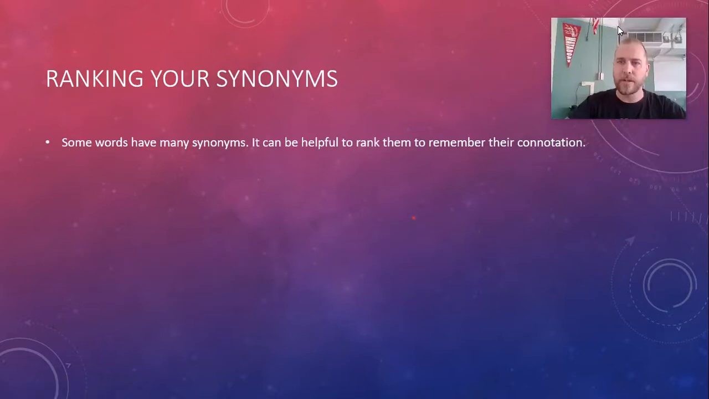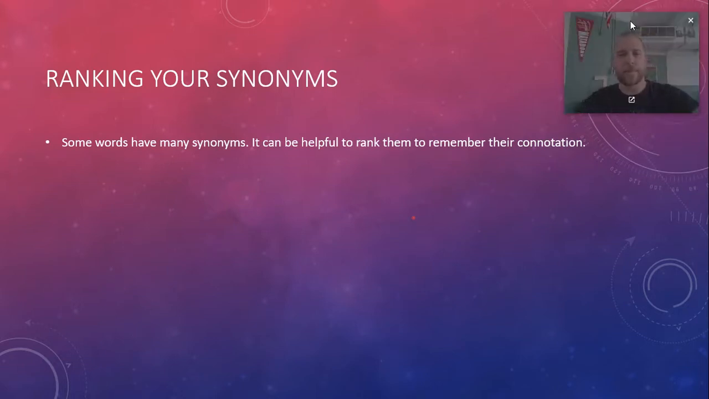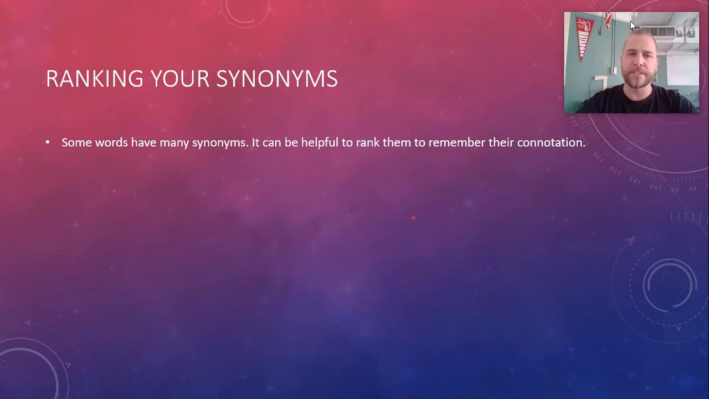Now, if you want to remember how to look at the connotation of words, sometimes it's helpful to rank them in order because some words have a huge amount of synonyms. And so it's helpful to question, well, where does this word stand in relation to the others? Especially if you are an English as a second language learner, this can be really helpful if you can memorize the positivity and negativity of various synonyms. So let's take a look here.